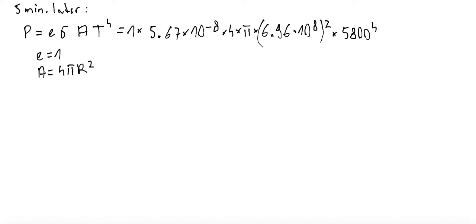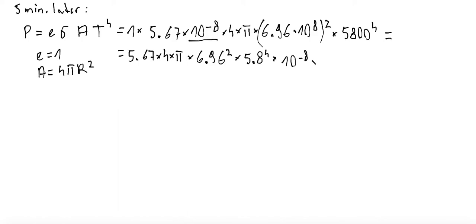Unfortunately, my calculator still doesn't work. I hope that your result is correct. I can try, because we have something like this. Finally, it will be 5.67 times 4 times pi times 6.96 to the power of 2 times 5.8 to the power of 4 times, now we have 10 to the power of minus 8 times 10 to the power of 8 to the power of 2, which is 10 to the power of 16, and here I have 10 to the power of 3 to the power of 4, which gives 10 to the power of 12.